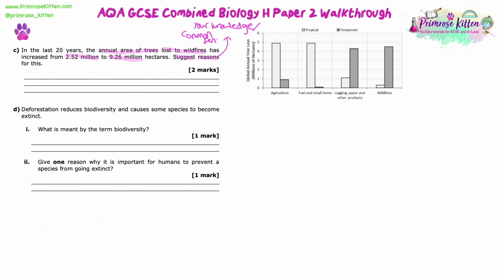Hopefully, we can kind of link those two and think about global warming. So global warming or climate change has caused higher temperatures and more droughts, or things like just less water, less rainfall, land to become more dry, and therefore more likely to catch fire. That's what this question is really asking.